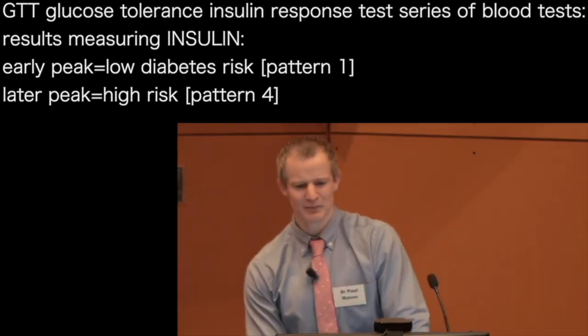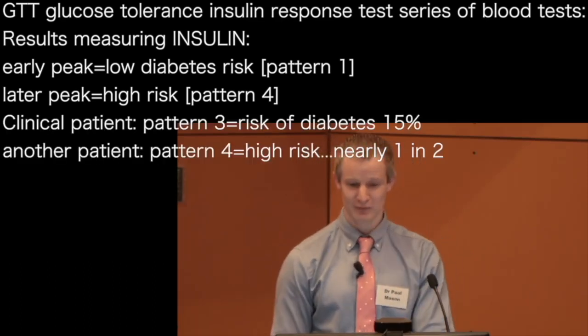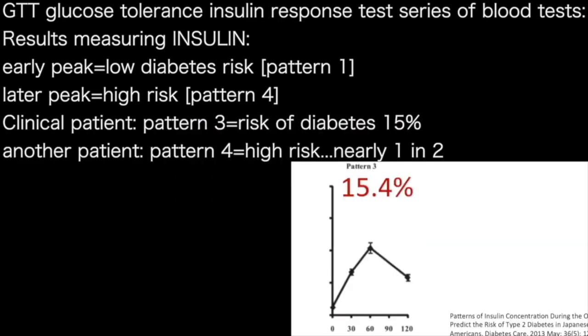So let's have a look at real-world patients. These are actual patient results. So we can see here, looking at the insulin, we have a peak of insulin occurring at the 1 hour mark. So we'll just ignore the glucose for a moment. So what pattern of insulin is that? That's a pattern 3. Percent chance of progressing to diabetes over the next 11 years? 15%.